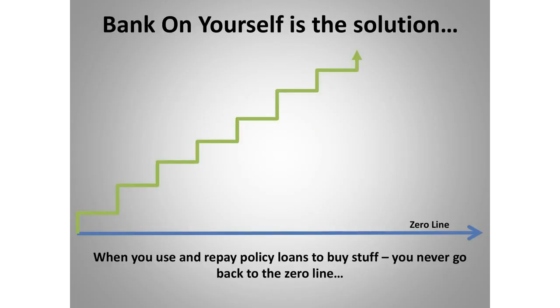Bank on Yourself is a solution to that conundrum because of the unique features of the whole life contract and because of non-direct recognition policy loans, we have the ability to use our money for the things we want or need. When we use and repay policy loans to buy things, we never go back to the zero line.